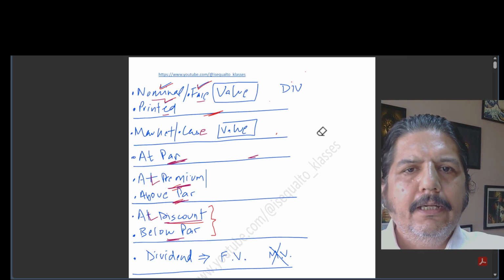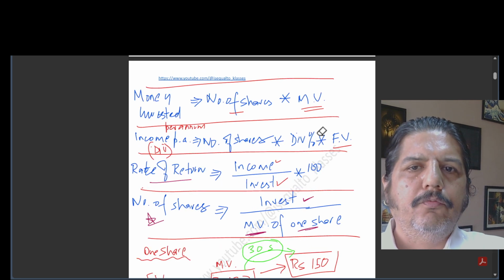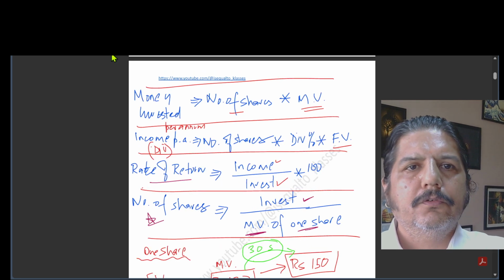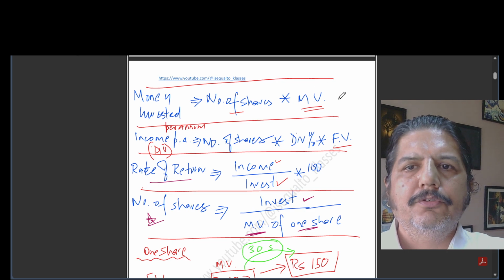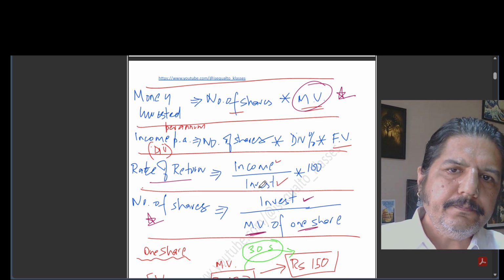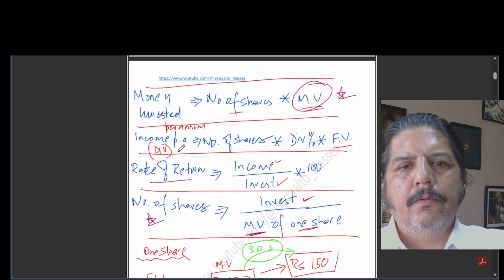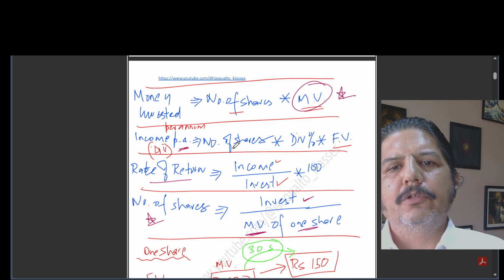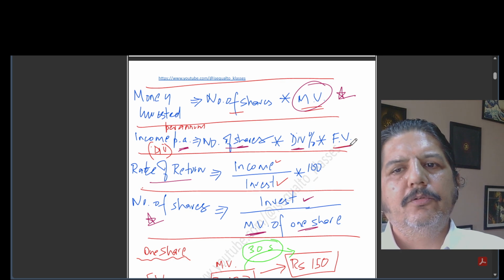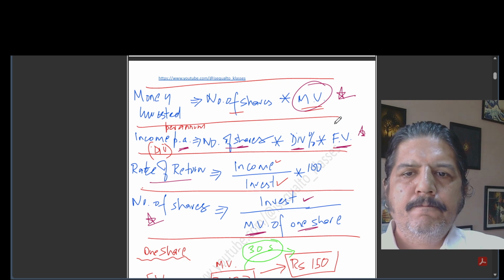And again, if you want to look at the formulas, these are the formulas you can use. Money invested is equal to number of shares into the market value. Always remember. And income that he gets as a dividend would be equal to number of shares into dividend percent into the face value. So this is another formula that was used here.